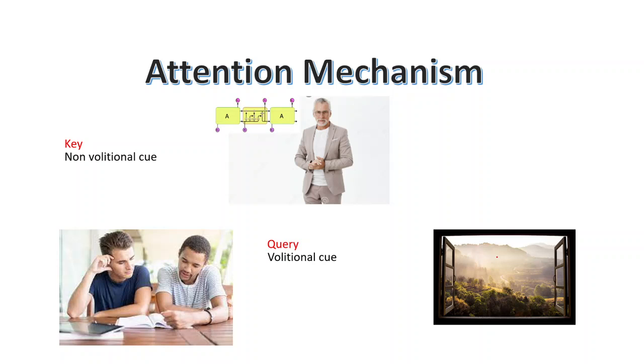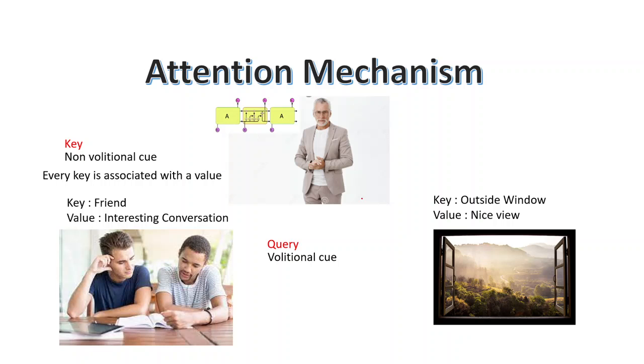So, we have three objects we have talked about so far, which are fetching your attention. One is your friend, another one is the window, and the third is your professor. Now, every key comes with an associated value. So let us know which key has which value in this context. So your key friend has the value of interesting conversation. And the key outside the window has the value of nice view. And your professor has the value of LSTM lecture. Something that he is offering.